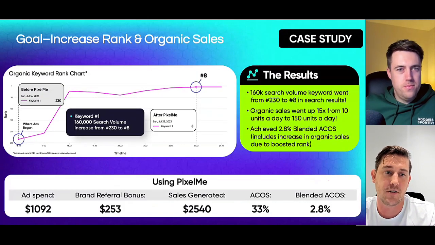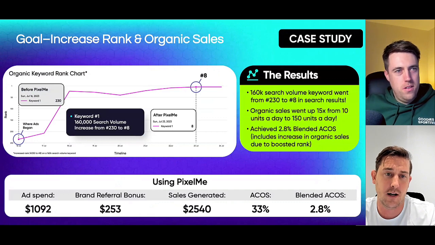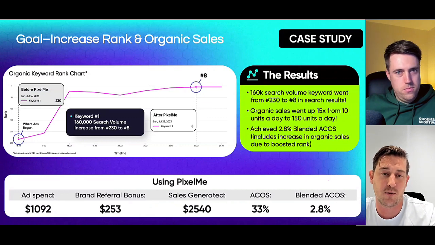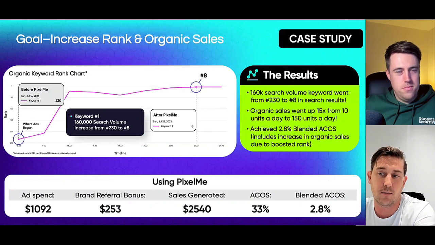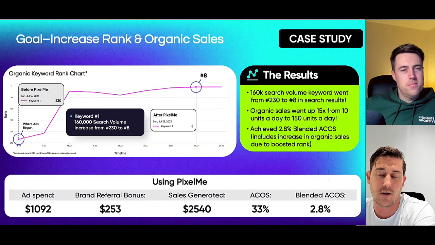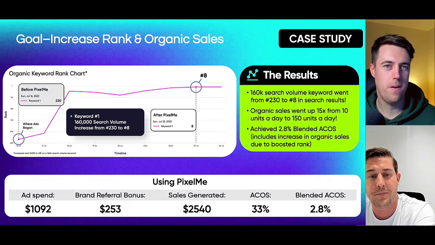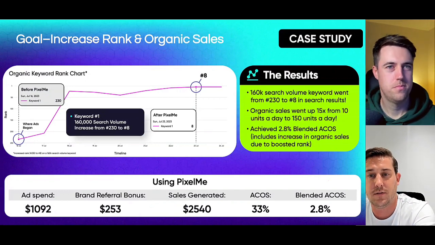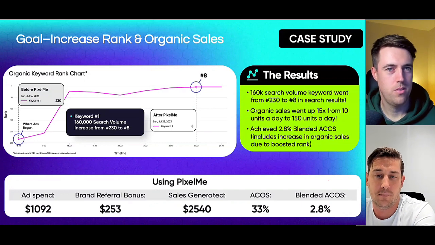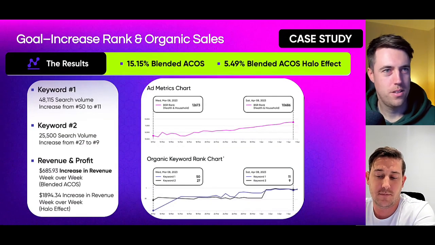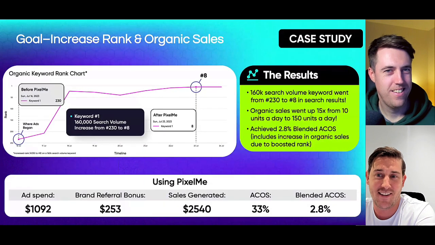Definitely. Here's another example. And I like this one less because it happened quite quickly. But this person went from rank of 230 on a 160,000 search volume keyword to number 8. And his sales also went up 15x. It went from 10 sales a day to 150 sales a day. It's actually the same customer. And, again, a blended ACOS of 2.8%. Yeah. Geez, I bet this guy hates you. Yeah. We got a bad relationship.